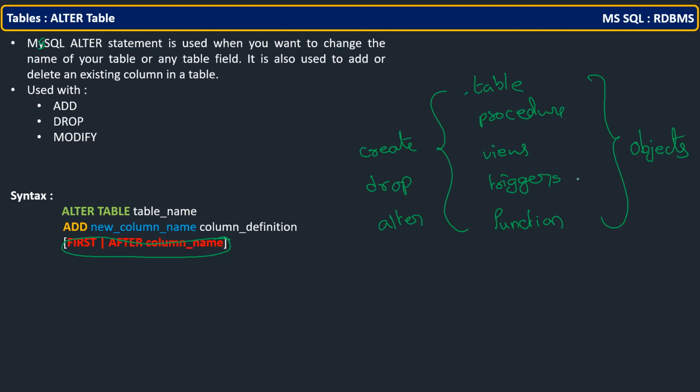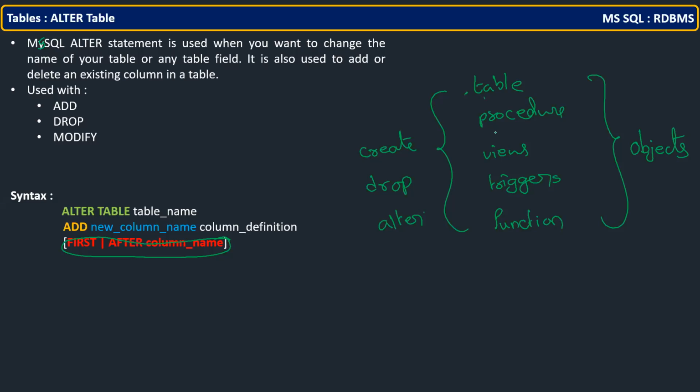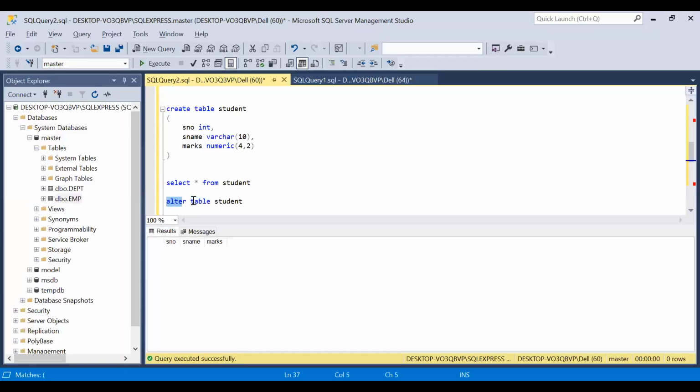That is why the alter command is not just for the table. So you must mention which type of object you are changing, whether you are altering a table or procedure or view or trigger or function. That is why after alter, you must mention the object type. Table type object I am changing. So in tables, which table you are changing, that is the table name. So very simple, right? Okay.